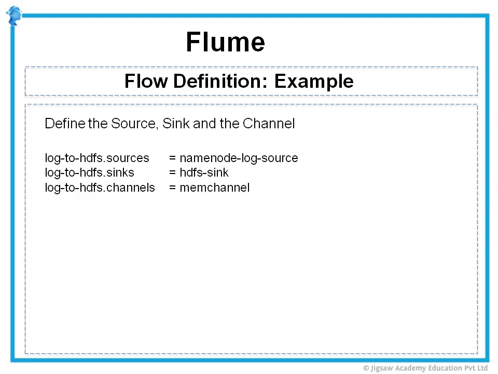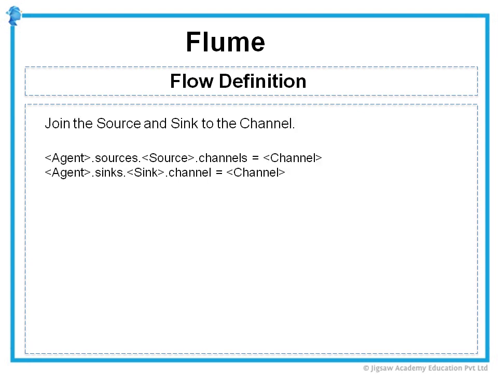Now getting back to our example, let us configure our agent and its components, which is the source, sink and the channel. Here we are naming our agent as log to HDFS, and we are naming our source as the name node log source, the sink as the HDFS sink, and the name of our channel is mem channel. Next, as part of building the flow, we need to join the source and the sink through the channel. This can be done using the below lines of code.